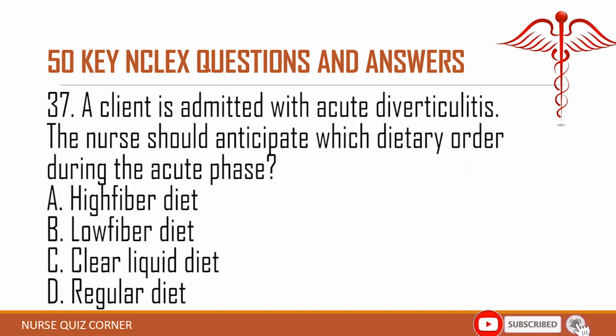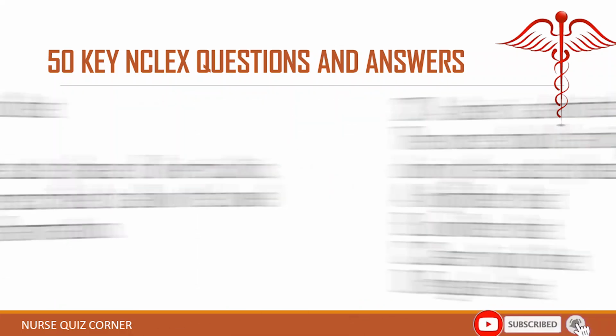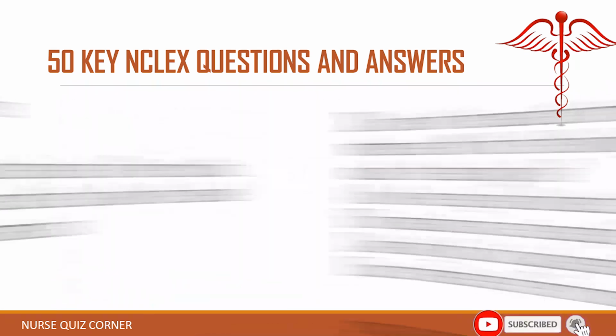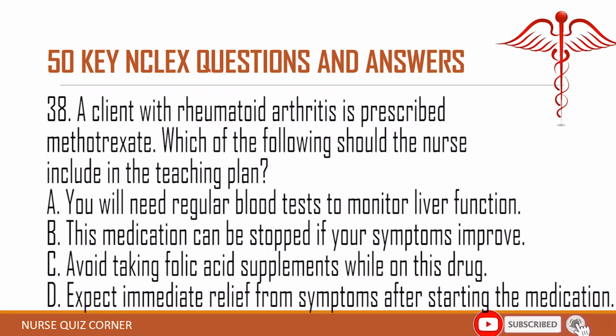37. A client is admitted with acute diverticulitis. The nurse should anticipate which dietary order during the acute phase? A. High-fiber diet. B. Low-fiber diet. C. Clear liquid diet. D. Regular diet. Answer C. Clear liquid diet. Rationale. During the acute phase of diverticulitis, a clear liquid diet is prescribed to allow the bowel to rest and reduce inflammation.